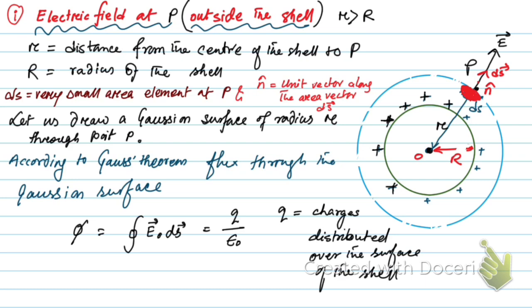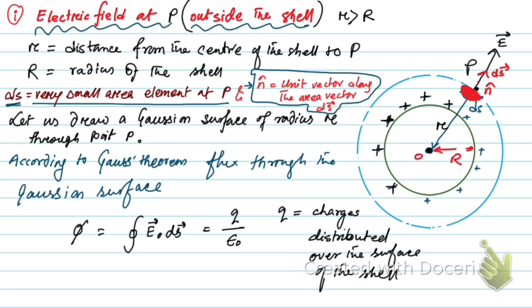Right? So we have it in that way. So this is the n cap, which is nothing but a unit vector along ds vector, that is the area vector. And ds is the very small area element at P. Okay, so now let me go to the next slide. Let me copy this last step and take a new slide. This is the new slide and here is the last step, and let me copy the diagram as well.